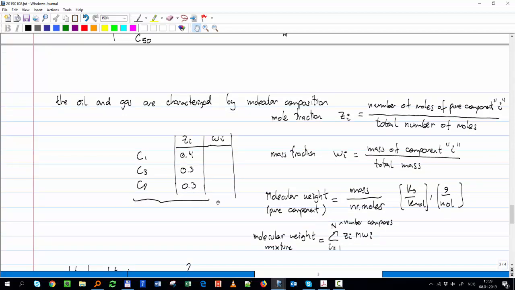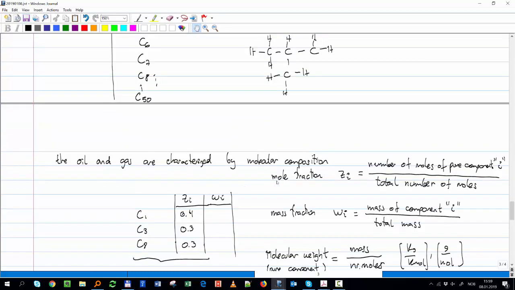If we have that, then we have the first step to start making calculations of how that fluid is going to behave: how much oil, how much water, how much gas, how is it going to split, what kind of density and what kind of properties is it going to have. So that's the first step we need.